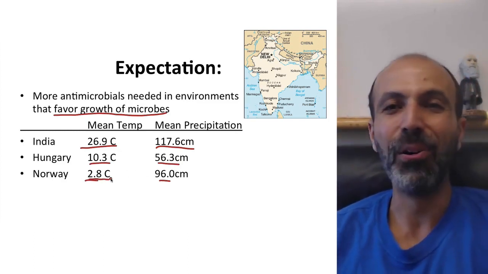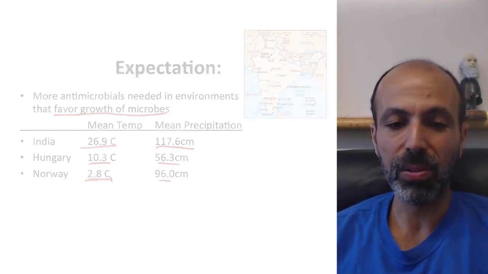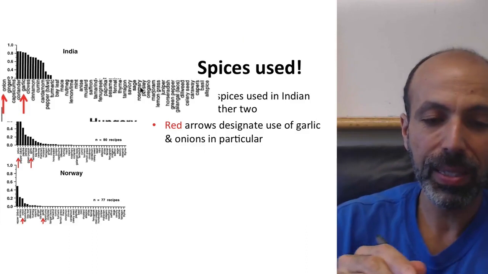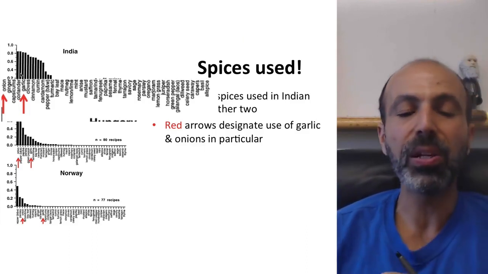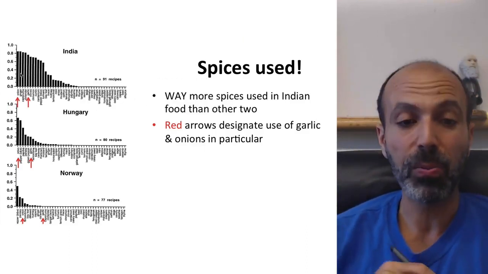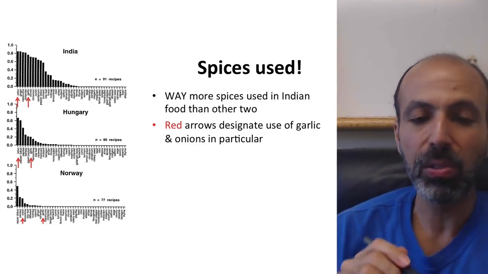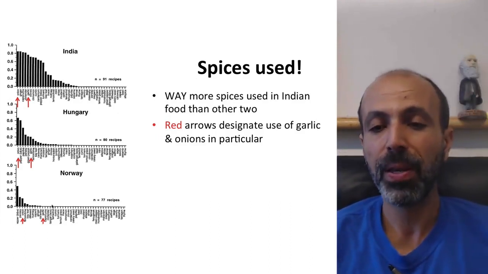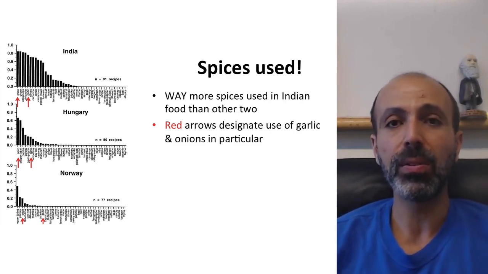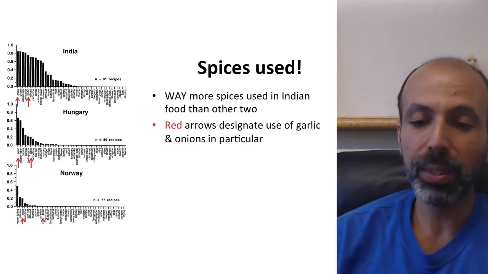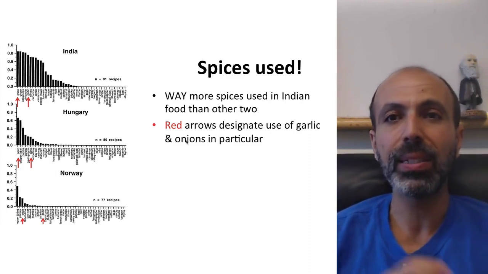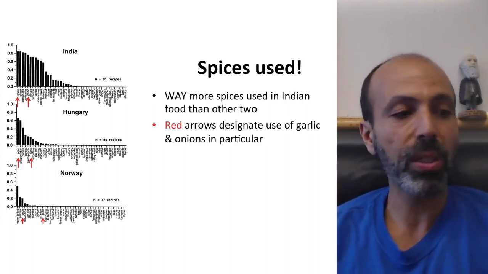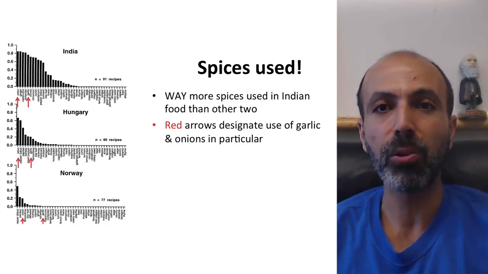If we look at the spices used, what we see here is a list of spices on the x-axis, and on the y-axis, percent of recipes that have any of those spices. Tons of spices are used in India, somewhat in Hungary, and not so much in Norway. Way more spices are used in India than the other two. Now, importantly, with the red arrows, I designated the use of garlic and onions in particular. Now, remember I mentioned that garlic had very specific antimicrobial properties.